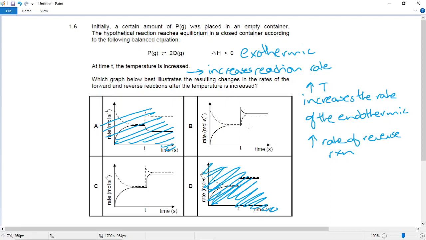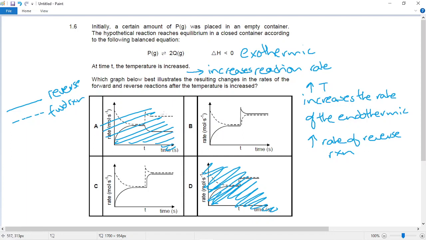So now we just want both reactions to go up, but which one is the reverse reaction? Well, the reverse reaction has to be the solid line. Okay, this one is the reverse reaction and this one is the forward reaction. How do I know this? Because the forward reaction is always the fastest one because there's a lot of P in the container.